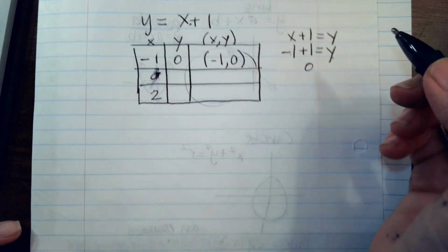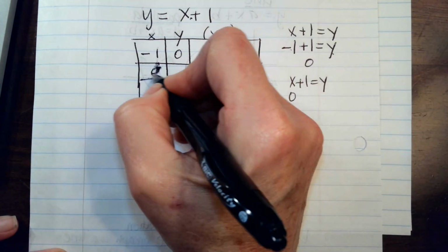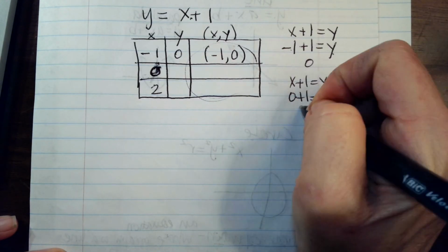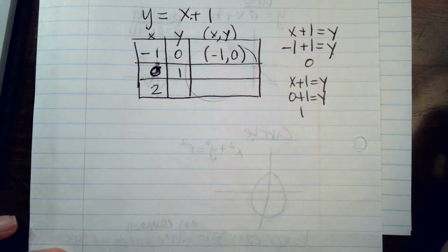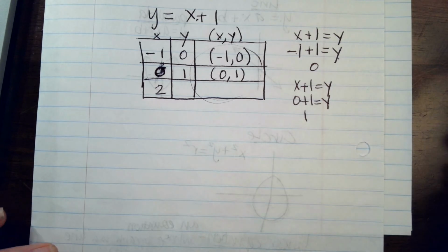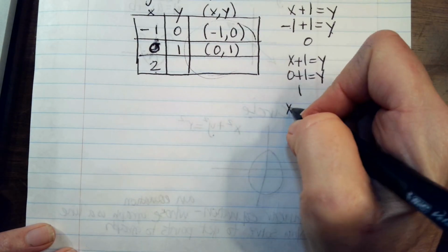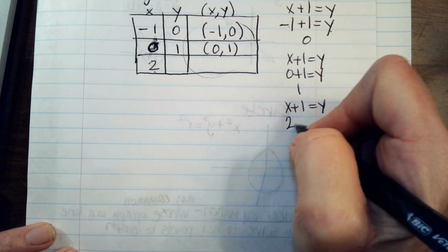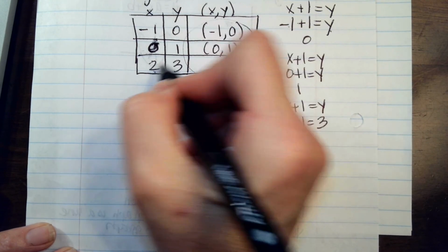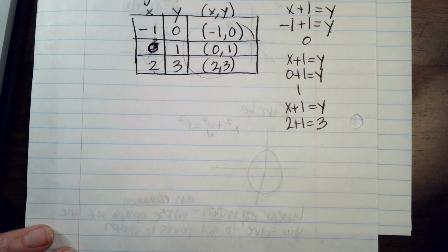For your second point, x plus 1 equals y, and we're saying that x is 0. So 0 plus 1 equals y, y equals 1. Then we're going to put in our x here and our 1 here. Then we're going to do the third one. So when x is 2, 2 plus 1 equals what? It equals 3. So when x is 2, y is 3. So now we have 3 points for our graph.